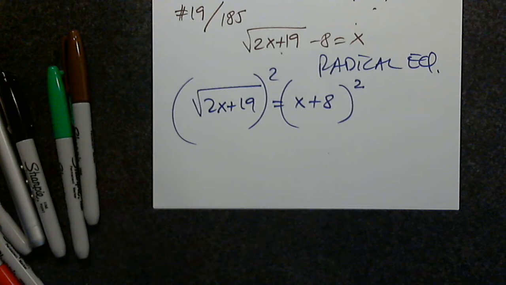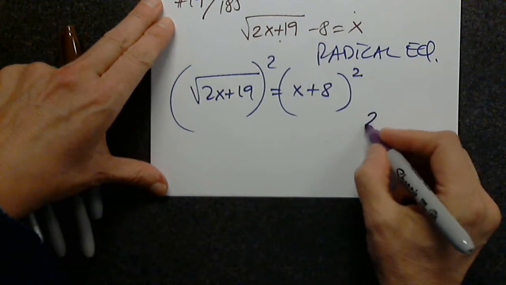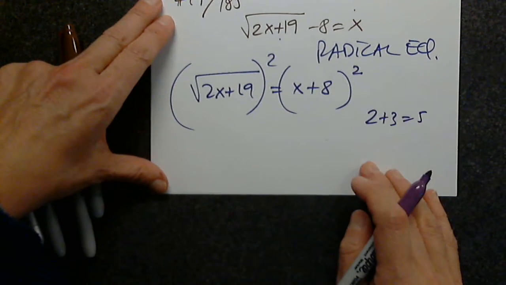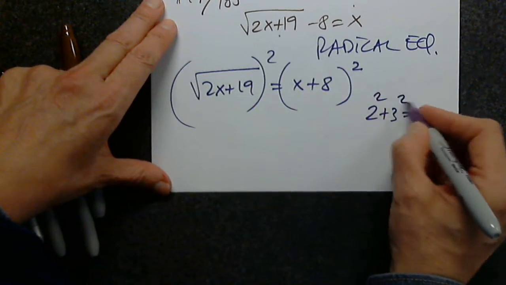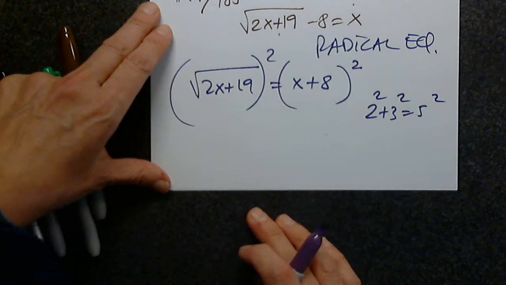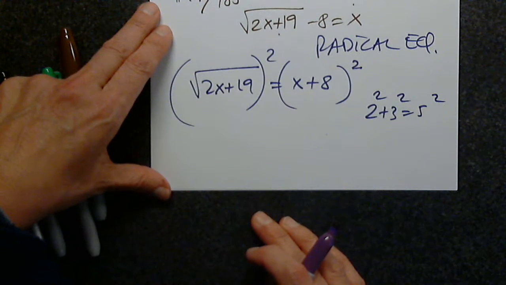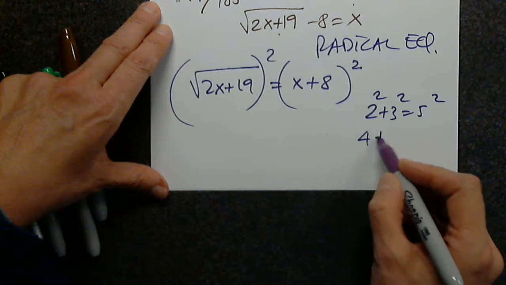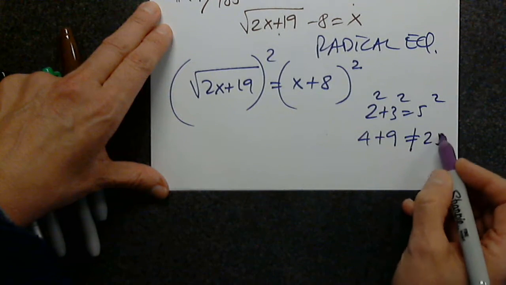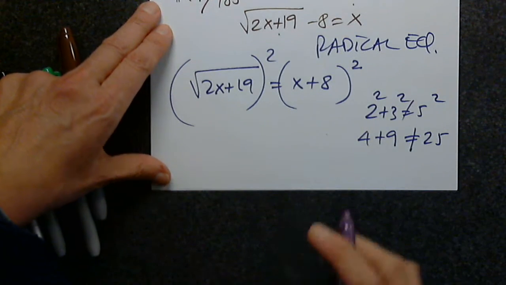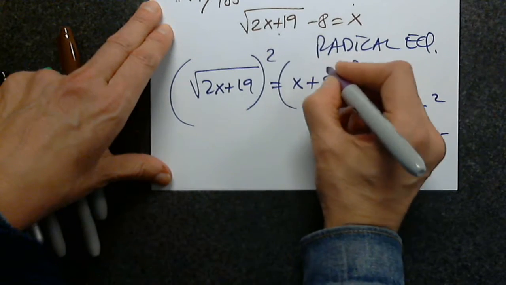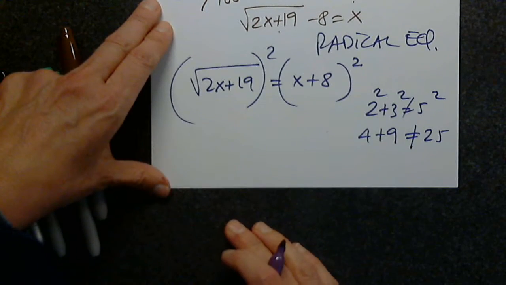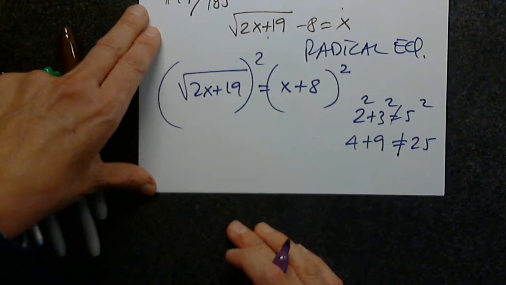So here's the point I'm making. Is 2 plus 3 equal to 5? I cannot decide to put squares on top of each and say this is still true, because it's not. So this is 4 and this is 9, and this does not equal 25. So do not just simply say square here, square here, square here. You cannot do that. That would be a terrible mistake.